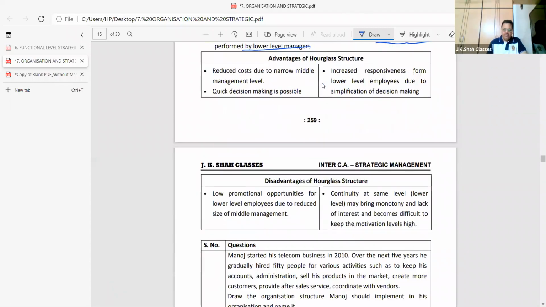What are the disadvantages, students? Low promotional opportunities. What does that mean? A person at the lower level earlier had the opportunity to come to the middle level. Now that lower level person knows the next level I can go to is Ratan Tata level, which I will never reach. So your opportunity to be promoted becomes very less. So see, low promotional opportunities for lower level employees due to reduced size of middle management.